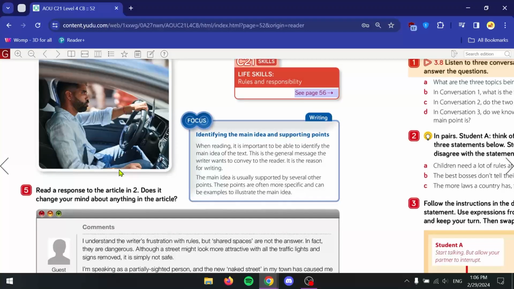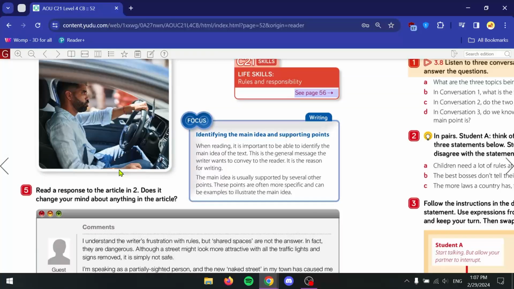Okay? The main idea is usually supported by several other points. These points are often more specific and can be examples to illustrate the main idea. This is a great point. You have the main idea in the text, but what usually happens is the writer adds several extra points related to said main idea. Not the same thing, but it is related. Think of it as like the main idea being a dad, and the points are the kids. They have similarities, not exactly the same, but they help reassure, I guess, the reader about what the main idea is. Okay? And it also helps to illustrate and further explain the main idea and why the writer chose said main idea.